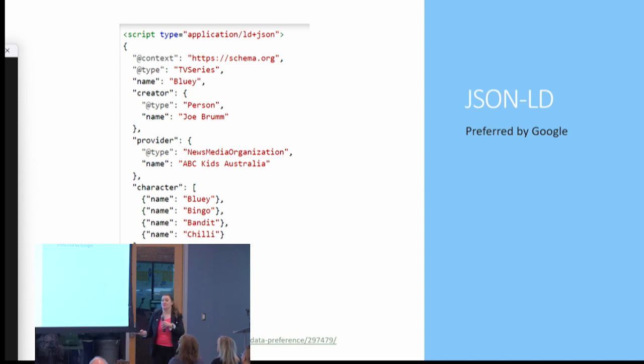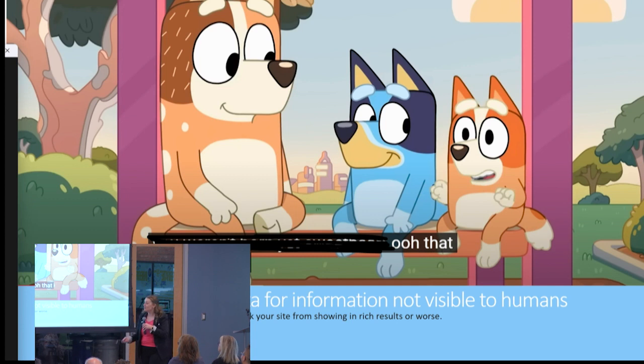Any questions? Lot to cover, no? Okay. So, as I said, microdata, you have to embed it directly into your HTML. There are no tricks with that. JavaScript Object Notation for Linked Data, JSON-LD, it can be hidden, right? It's in a script tag elsewhere in your code. So it can be invisible.